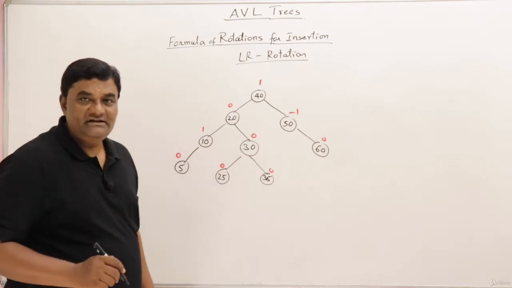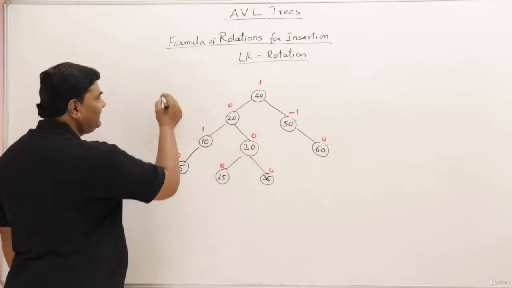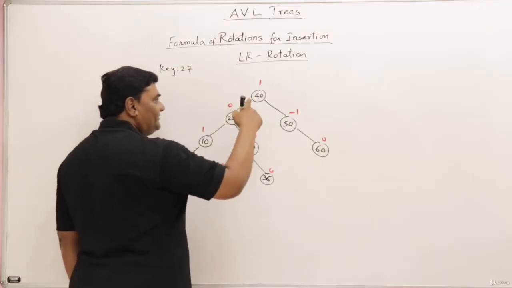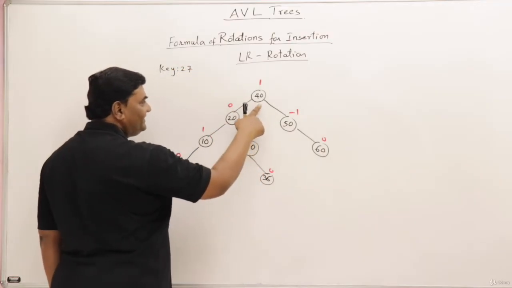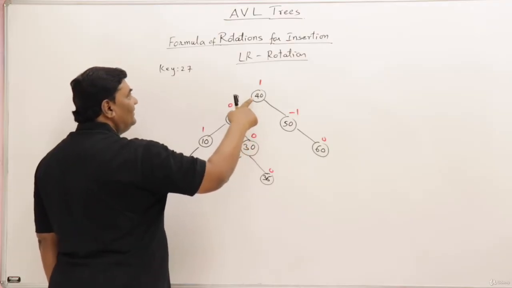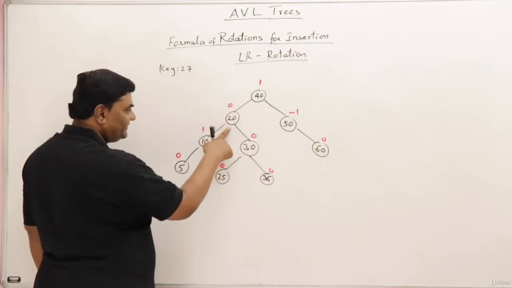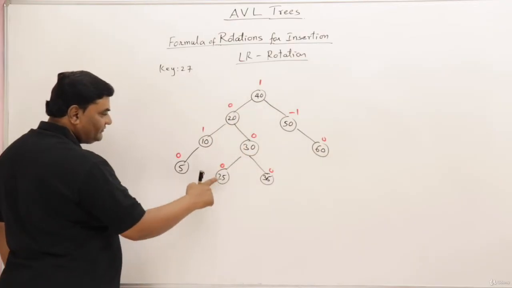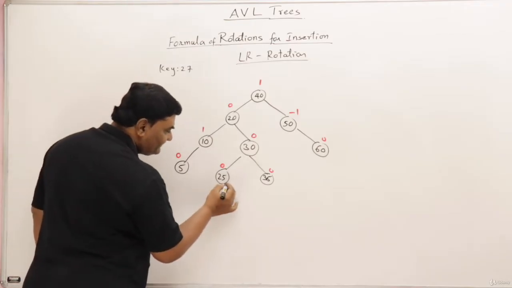Now let us insert a key 27. Key 27. Start from here, search for a location for 27, right? Search for 27. If not found, insert it. 27 is smaller, move this side. 27 is greater, move this side. 27 is smaller, move this side. 27 is greater, it's not there, so insert.